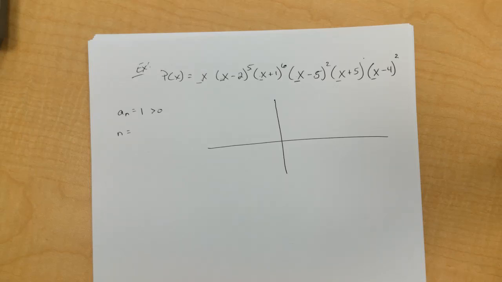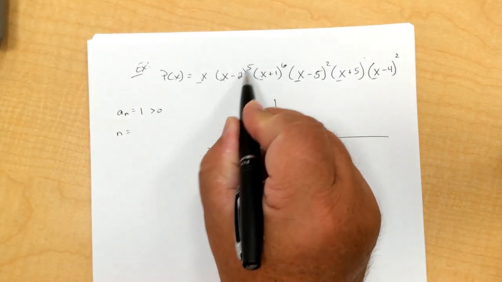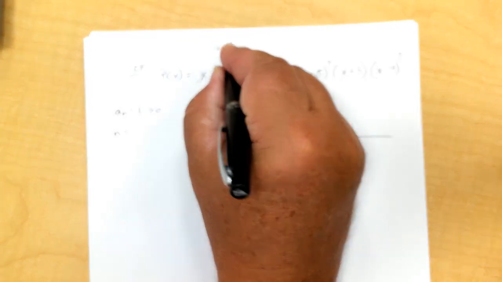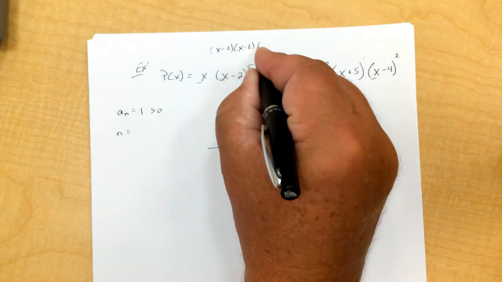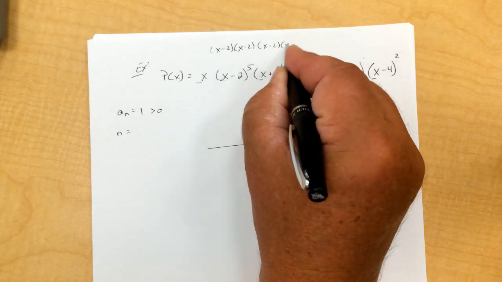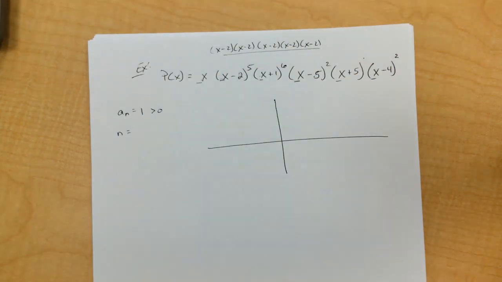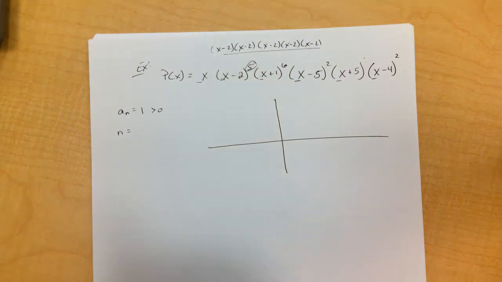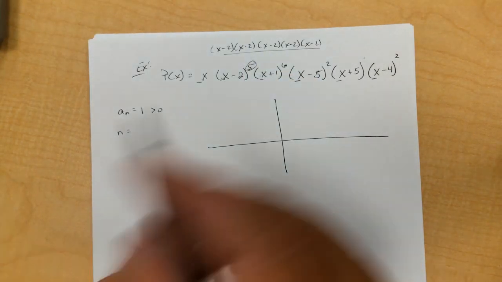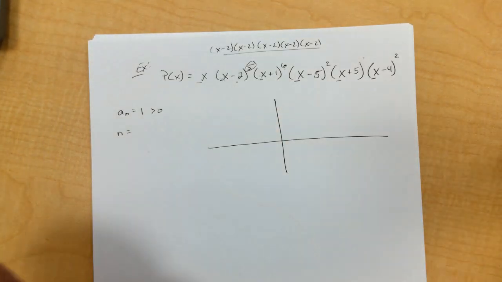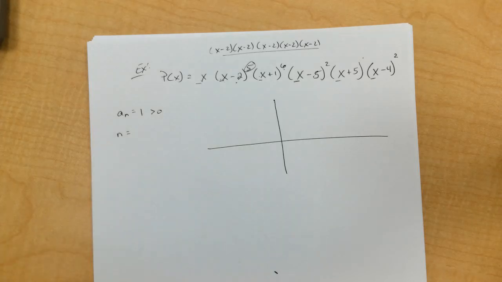Solutions? Nope. First off, what does x minus 2 to the fifth mean? It means x minus 2, x minus 2, x minus 2, x minus 2, x minus 2. That means there are 5 x-intercepts there. That's what this tells us. So there's 5 solutions here, there's 6 solutions here, so tell me how many I have total. What is my n?